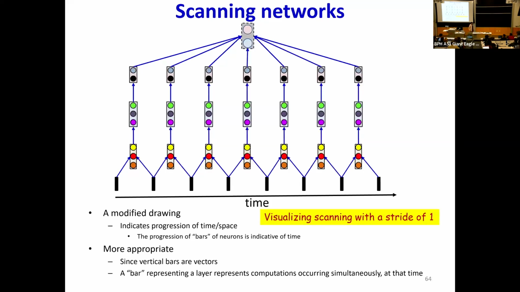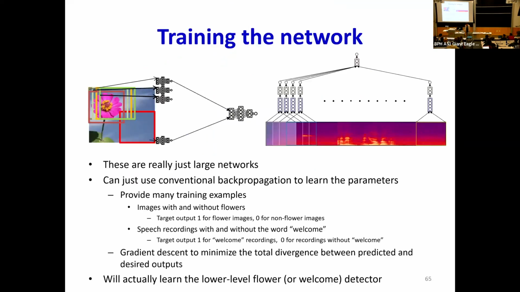Whereas if it was stepping forward by just one time step each time, this is the computation that would be happening. This is a stride of 1. Do you see what I mean by stride over here? Right, okay. Now, how do you train this network?